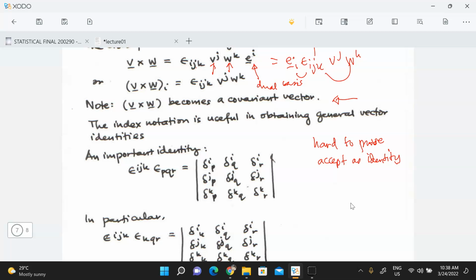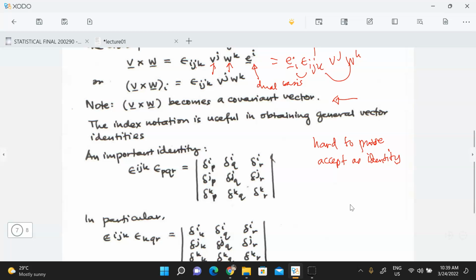How do you count the number of equations? Look at the free index. 1, 2, 3, 1, 2, 3, 6 indices. So I have 3 to the power of 6. Is that right? 3 here, 3 here, 3 here, 3 here, 3 here, 3. So 3 to the power of 6, how much? 729. So you have 729 equations in this one single equation. Okay, now what?